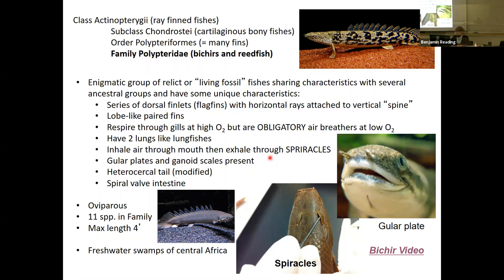They also have a gular plate, kind of like the coelacanth, these heavy bony plates underneath the jaw. So these bony plates here are the gular plates. And they have a ganoid scale, so very heavy armor. These things are heavily armored. Again, talking about that ancient characteristic of the fishes, and they have an abbreviated heterocercal tail. So similar to the bowfin, they have sort of an upturn here of the tail, so it's heterocercal. Not extreme like an elasmobranch shark, but it's got kind of an abbreviated heterocercal tail.